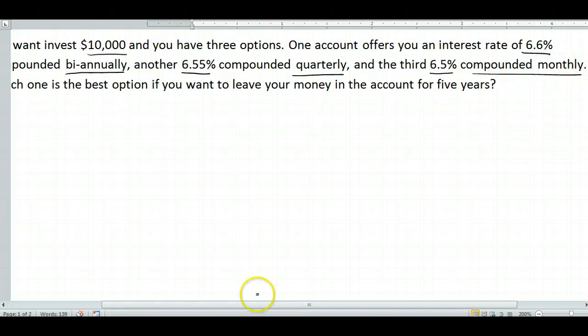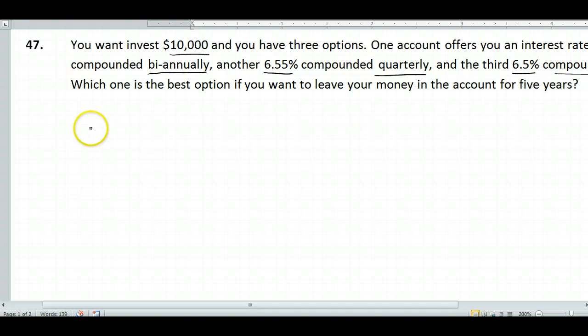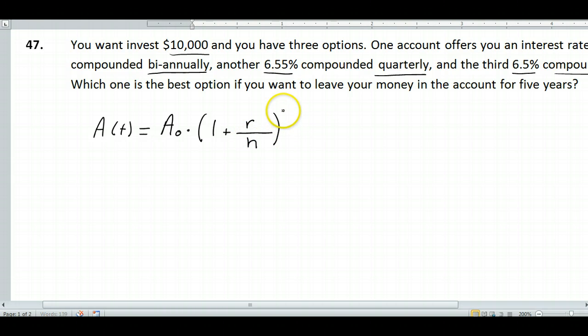So three options. It's all based on the formula. You have to know it, okay? So the amount after T years in an account is the original amount times 1 plus R, the interest rate in decimal of course, divided by the number of times you're compounding a year, to the power of the total number of compoundings, which is N a year times T, the number of years. So this is when you compound N times a year.